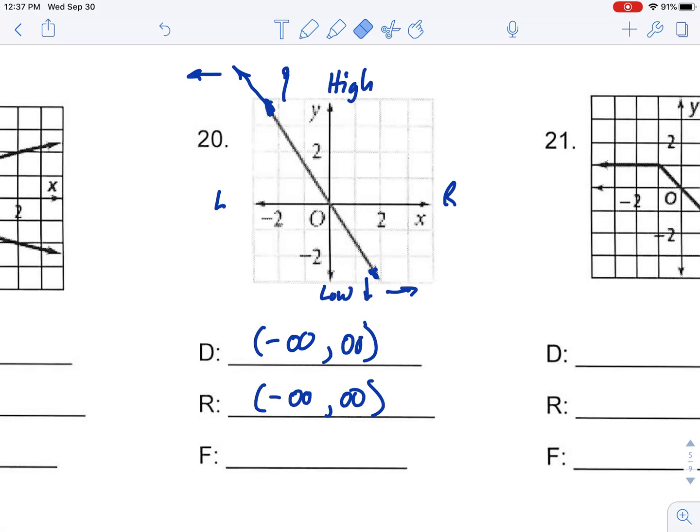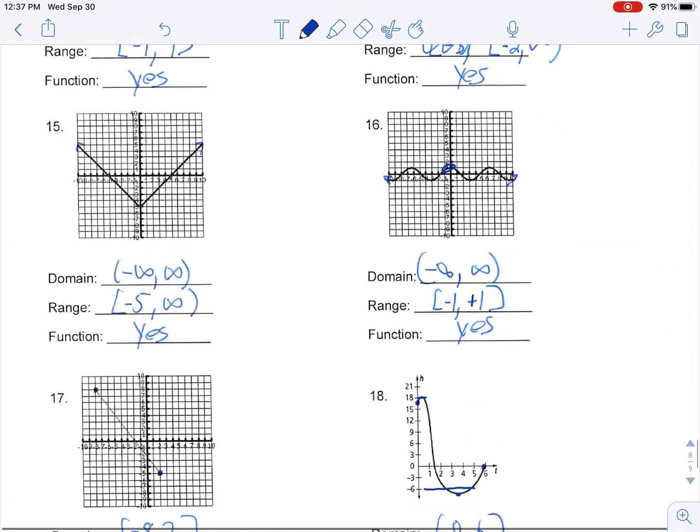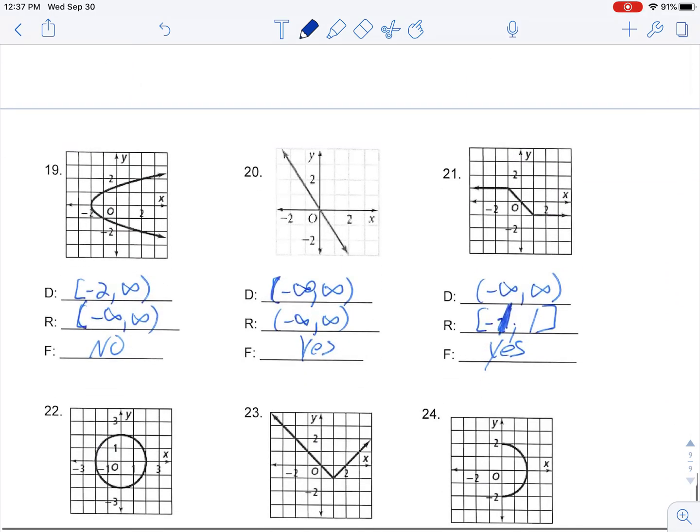And is this a function? Our vertical line test, wow, everything's a yes so far. I hope we get to a no. Good grief. So yeah, every vertical line would touch it once. That means every x value is used once. So that should be number 20. Let's take a look. Number 20. And there we go. Check, check, check.